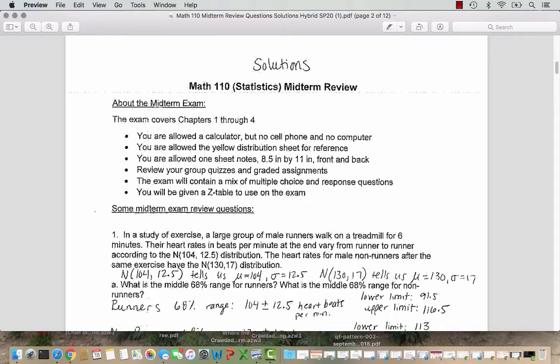I recommend reviewing your group quizzes and graded assignments, as well as looking over this review. And then the exam will probably be more on the side of response questions and multiple choice. And you won't need to use a z-table because you'll have access to StatCrunch. I'm going to give you 1 week to work on the exam. And then you will have the option of printing it out in handwriting or typing on it using Word or a PDF, your choice. And then you're going to submit either pictures of your handwritten exam or your PDF or doc file back to me in Canvas.